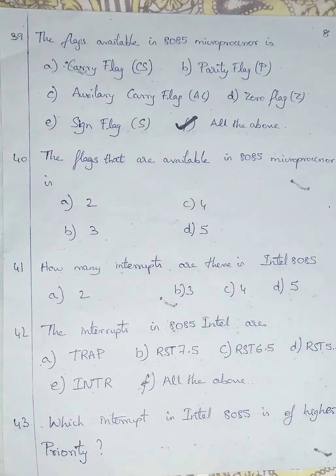Question number 40. The flags that are available in 8085 microprocessor: we have 5 flags, so I'm going with option D, 5.